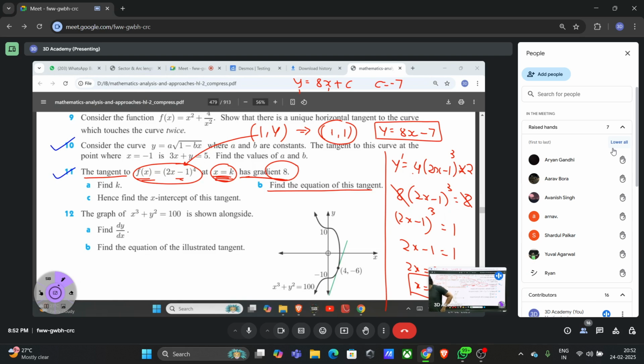Again, I'm telling you guys, tangents and normals, you have only these 2 points to keep in mind. For tangents, gradients we will assume equal, and for normals we will take the negative reciprocal of one and equate with the other.